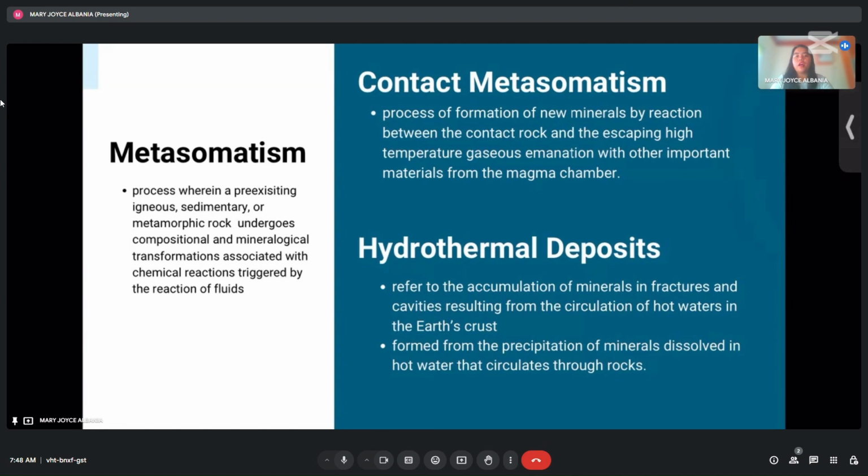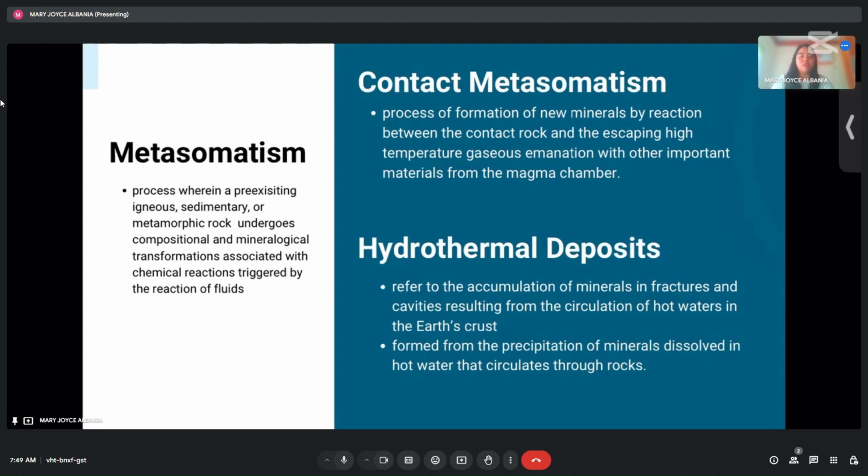So first, metasomatism refers to the process whereby pre-existing igneous, sedimentary, or metamorphic rocks undergo compositional and mineralogical transformations that are associated with chemical reactions triggered by the reaction of fluids. Then contact metasomatism is a process wherein there is a formation of new minerals by the reaction between the contact rock and escaping high-temperature gaseous emanation with other important materials from the magma chamber.